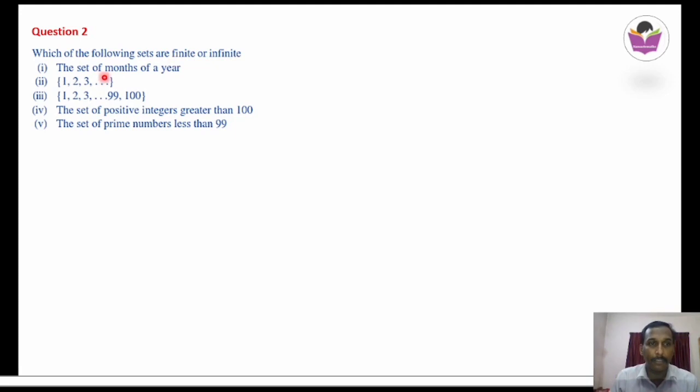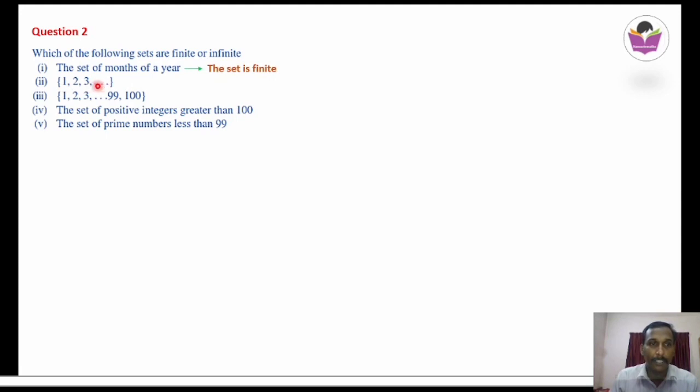First of all, the set of months of a year. As we all know, in a year there are 12 months, starting from January to December. So there are 12 elements. It means the number of elements of that particular set is countable. So because of that, the set is finite.